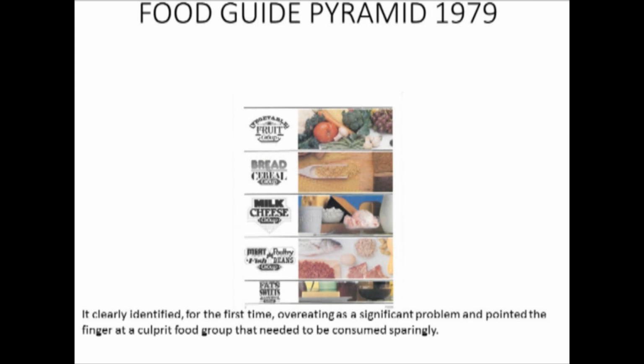The 1979 food pyramid that emerged from the recommendations from the 1977 Senate Select Committee basically identified for the first time that overeating was a significant problem and pointed the finger at a culprit of different foods that needed to be consumed more sparingly.